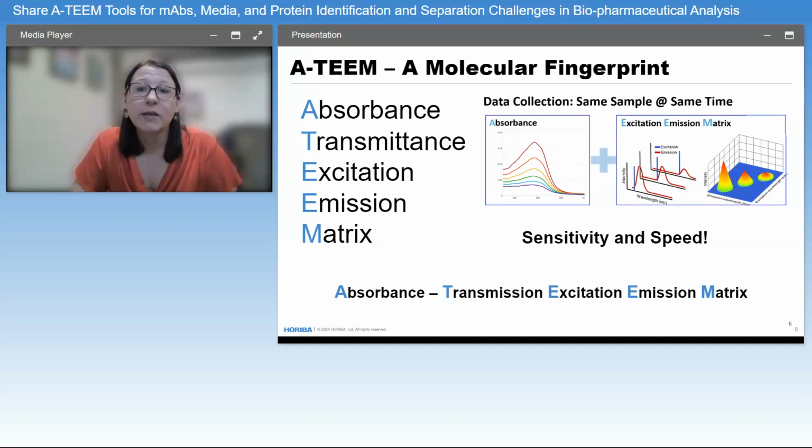A-TEEM contour plots can then be used to identify components in complex mixtures spectrally. So this is really an alternative to chromatographic techniques. It actually rivals chromatography in sensitivity, but it's also less expensive, and it has advantages in speed as well. And so it really is an optical spectroscopy method that can be very useful in regions where other techniques in chromatography, or even other optical techniques, have gaps.